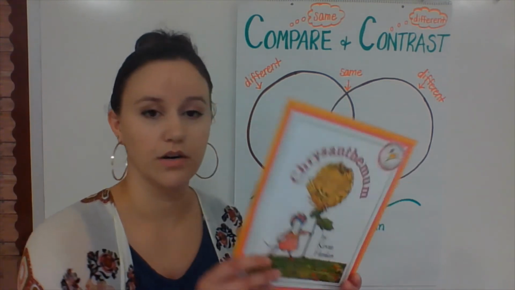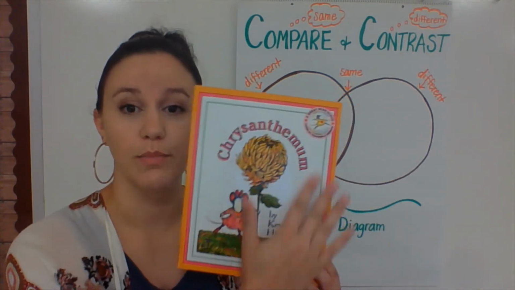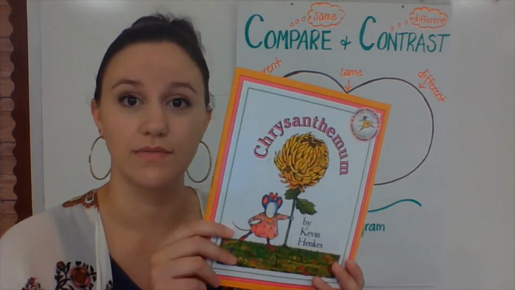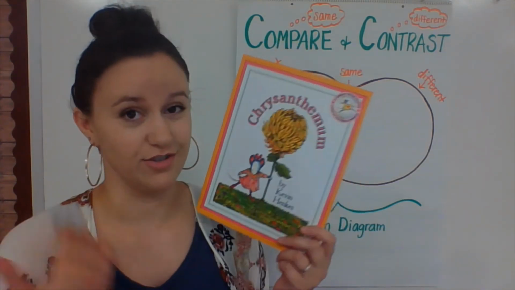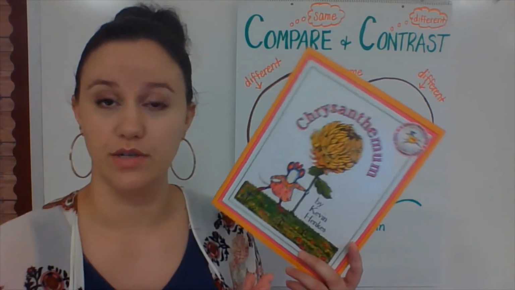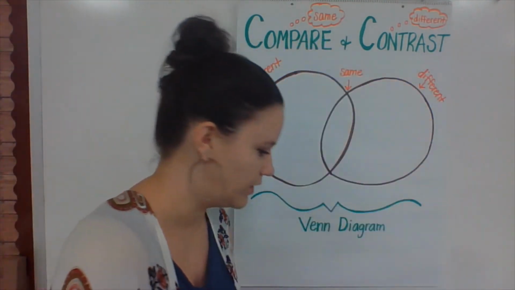So this was our character Chrysanthemum. If you remember, we retold this story, so you should have lots of details about this story. She loved her name. She went to school, people made fun of her, then she didn't like it. And she met her new teacher, Mrs. Twinkle, and she loved it. So that's just an overview.